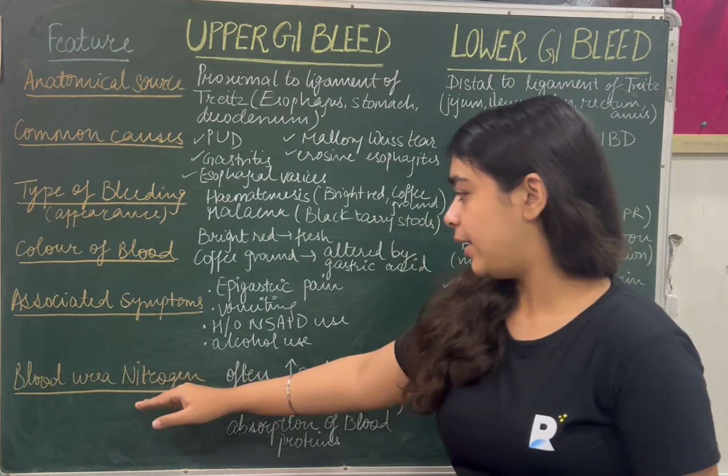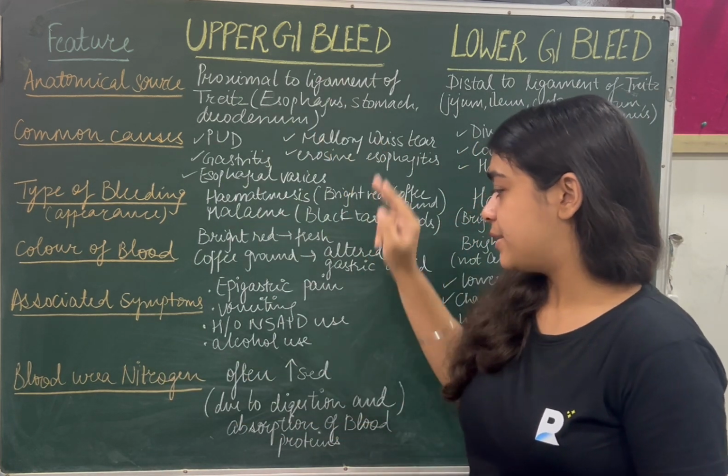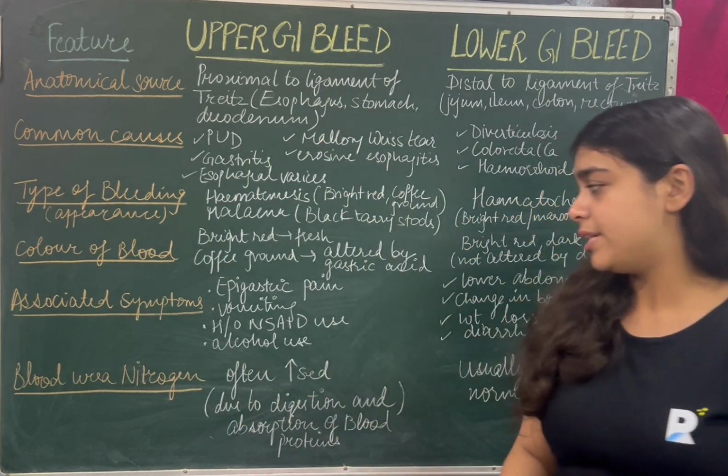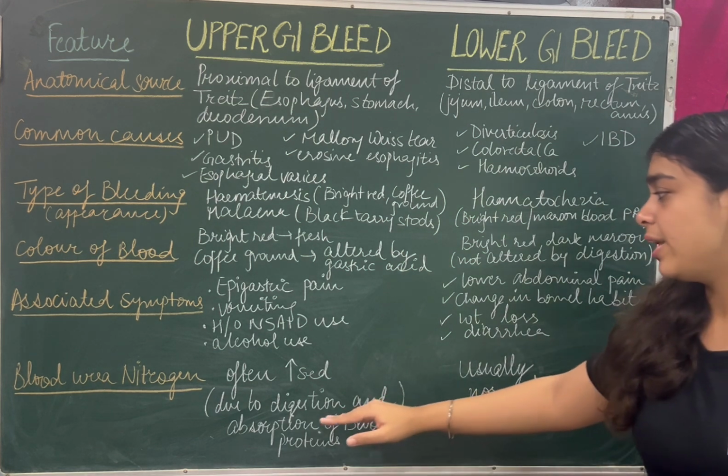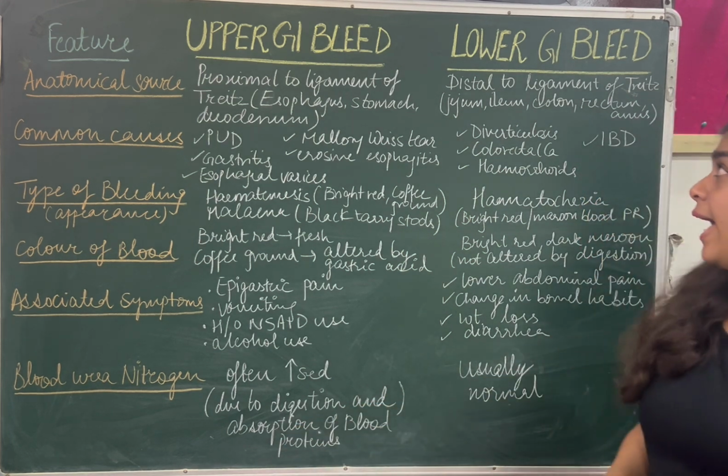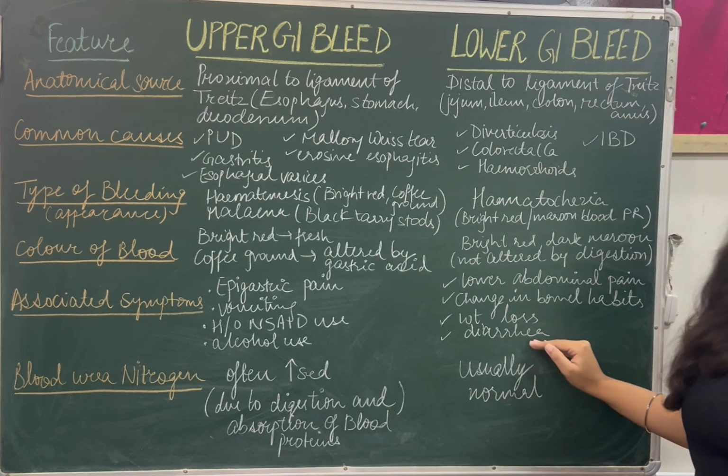Now the blood urea nitrogen in upper GI bleed, it's often elevated. Why? Because of digestion and absorption of blood proteins, and in lower GI bleed it is usually normal.